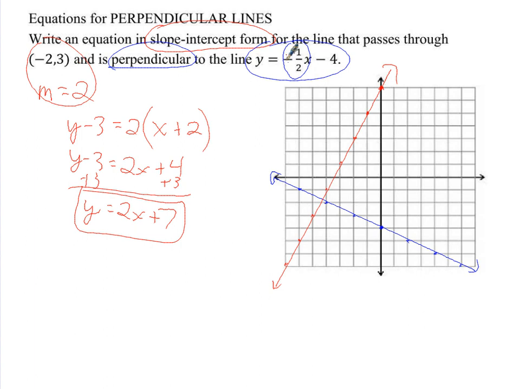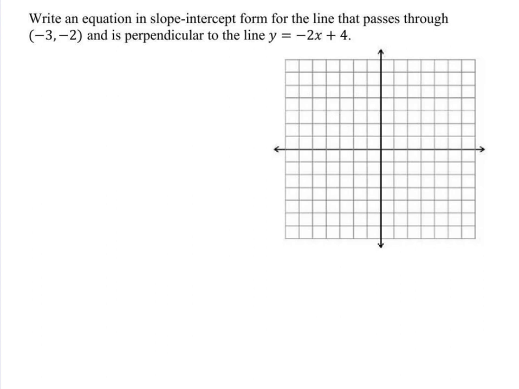It's easy to do. All you got to do is figure out what your slope's going to be. If they say perpendicular, change the sign and flip the fraction of the original slope, and you'll have your slope. Then use point slope form, your slope and the point that you're given. Let's see if we can do this one on our own, without graphing. We'll check it with graphing, but don't graph it.